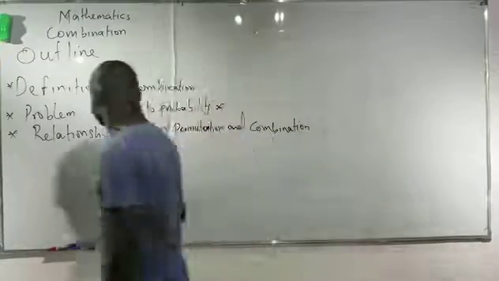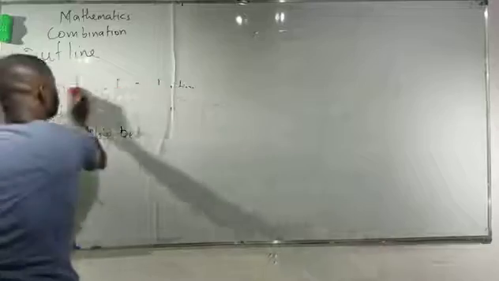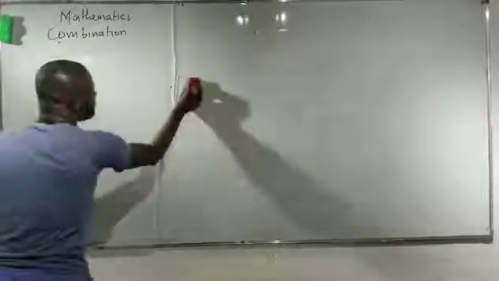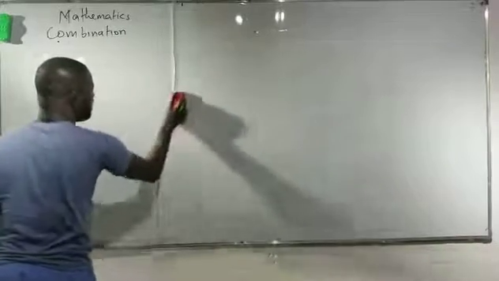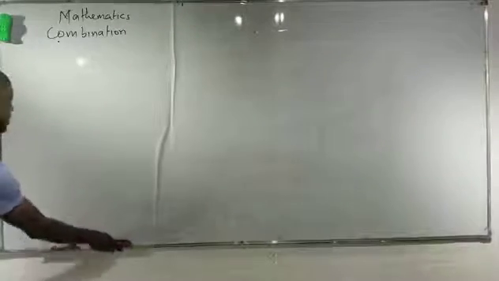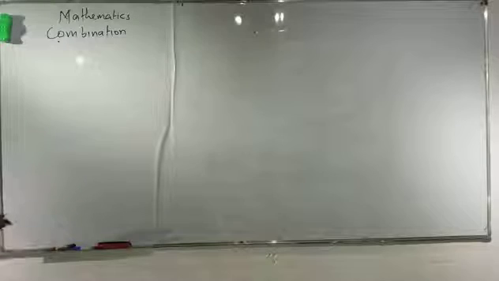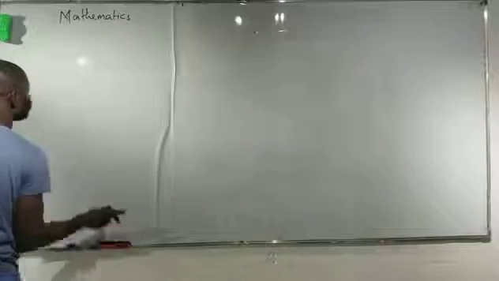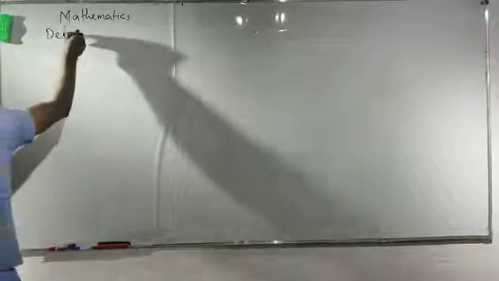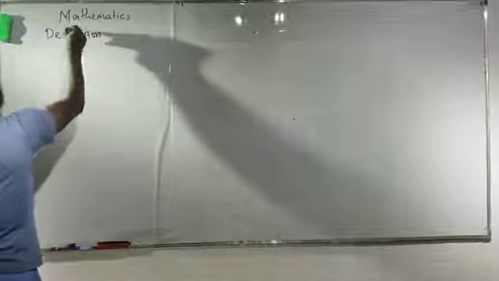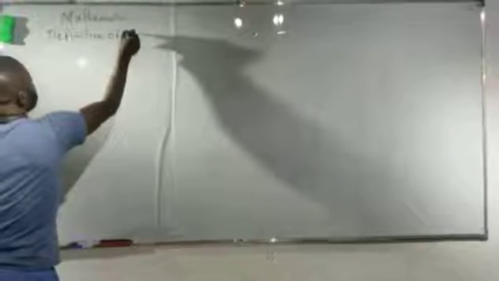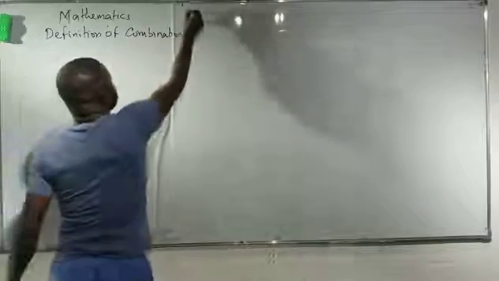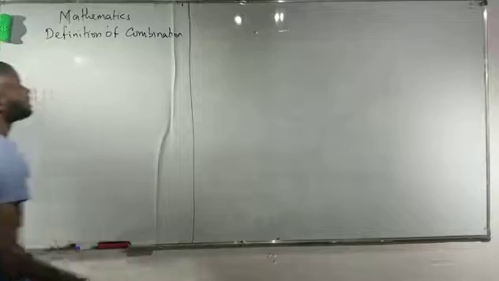Now, let me start this journey. I'll call it the definition of combination, sorry. I just finished the video on permutation, which is the definition. That is the first outline: definition of combination. That is what I'm going to be working on at this point.